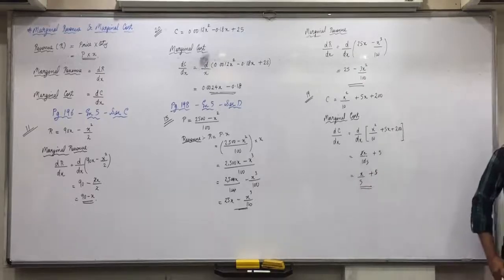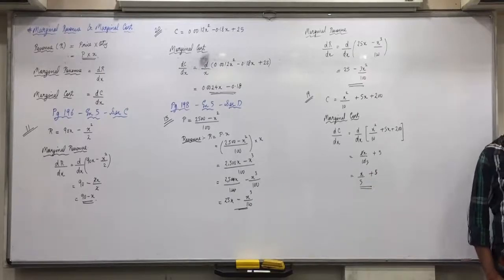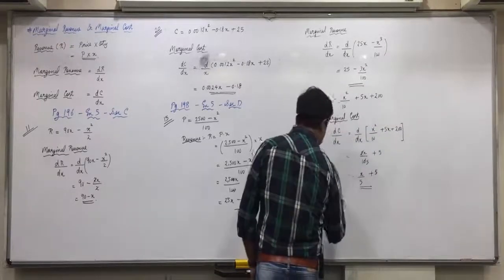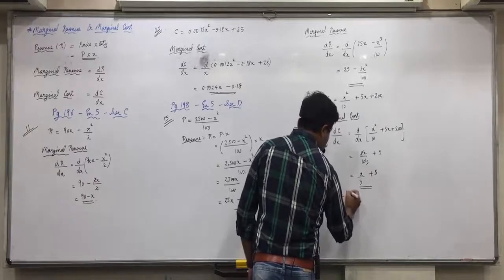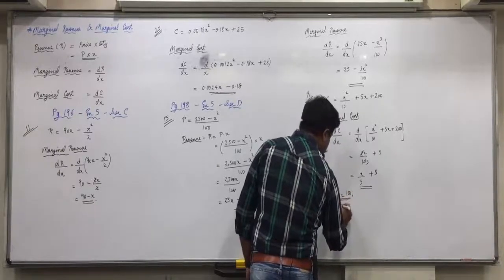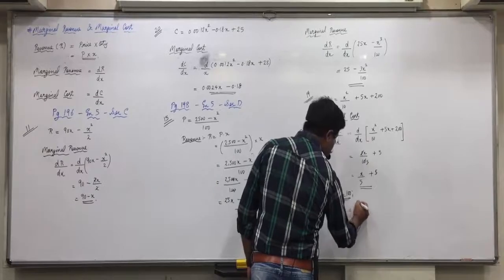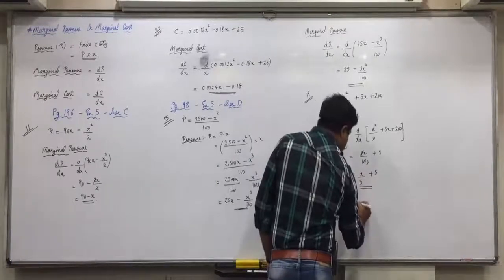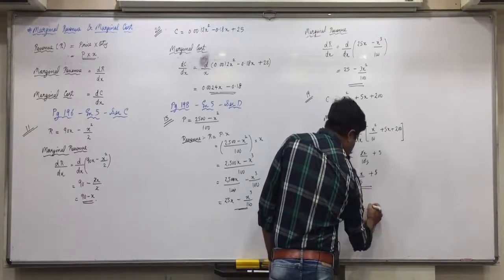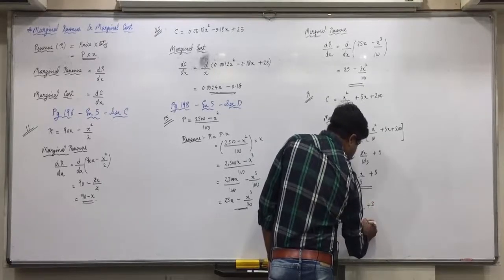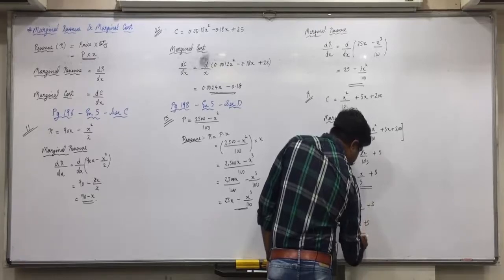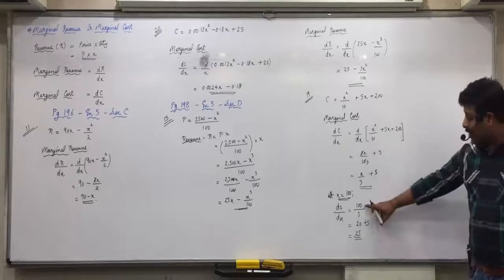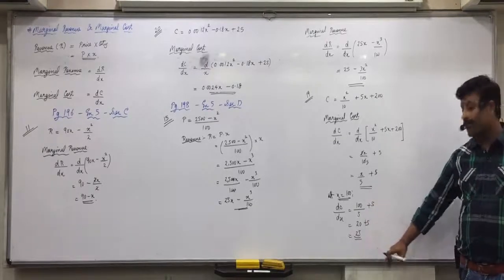Any confusion in this? Now, what is the value of x given in the question? 100 units. So at x equals to 100, dc by dx is equal to, in place of x we will put 100. So 100 divided by 5 plus 5. 20 plus 5, 25.